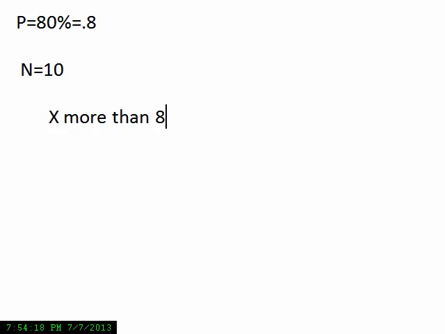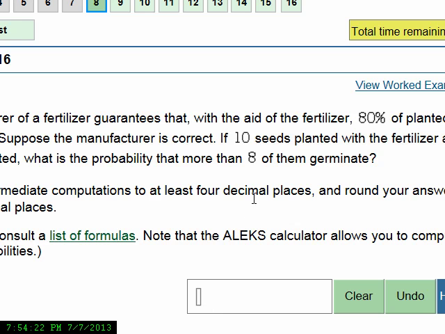So I'm going to write down P equals 80%. We can write that as 0.8. And then N is equal to, I think there were 10 seeds. I better go back out there and check that. And then X was more than 8. Let me just make sure that I captured that right. Yep, 10 seeds, and then more than 8 of them germinate.